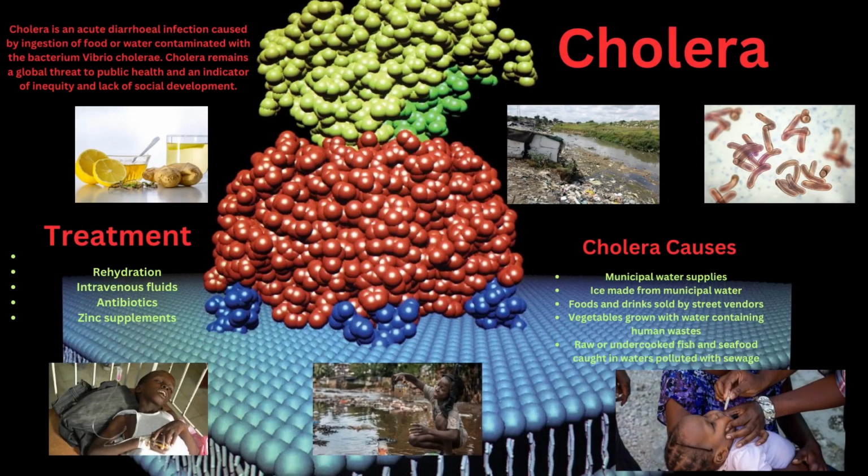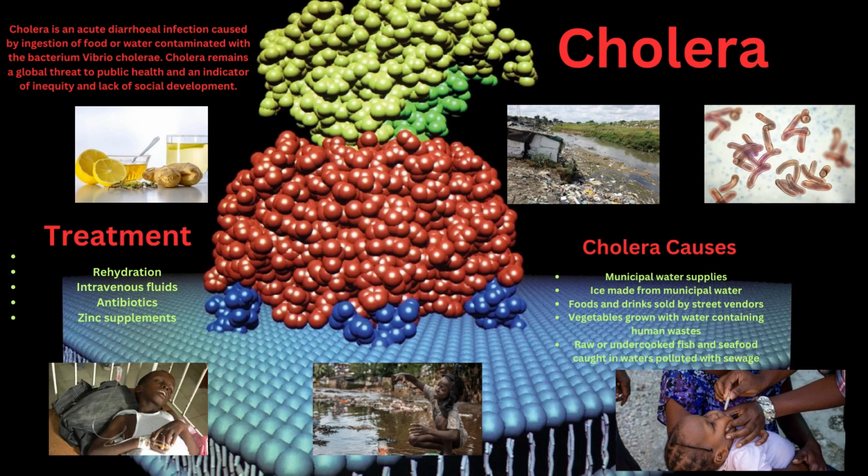Cholera. Cholera is an acute diarrheal infection caused by ingestion of food or water contaminated with the bacterium Vibrio cholerae. Cholera remains a global threat to public health and indicator of inequity and lack of social development.